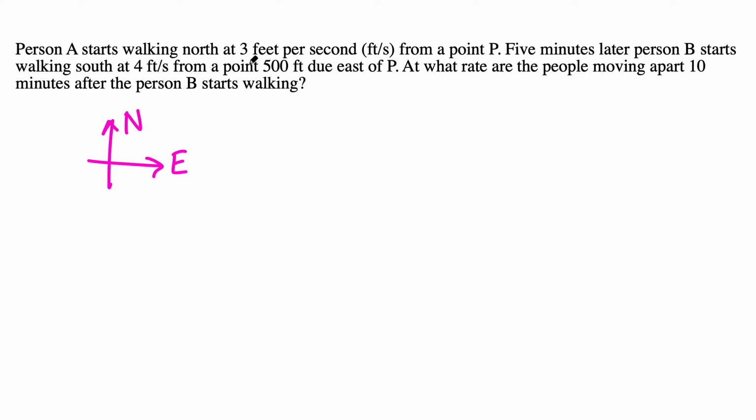Person A walks north and person B starts south from the same point 500 feet due east of B. So let's start B here, and person A goes north. Okay, that's person A, and let's say this direction be just x, and the rate is dx over dt is 3 feet per second, just 3.